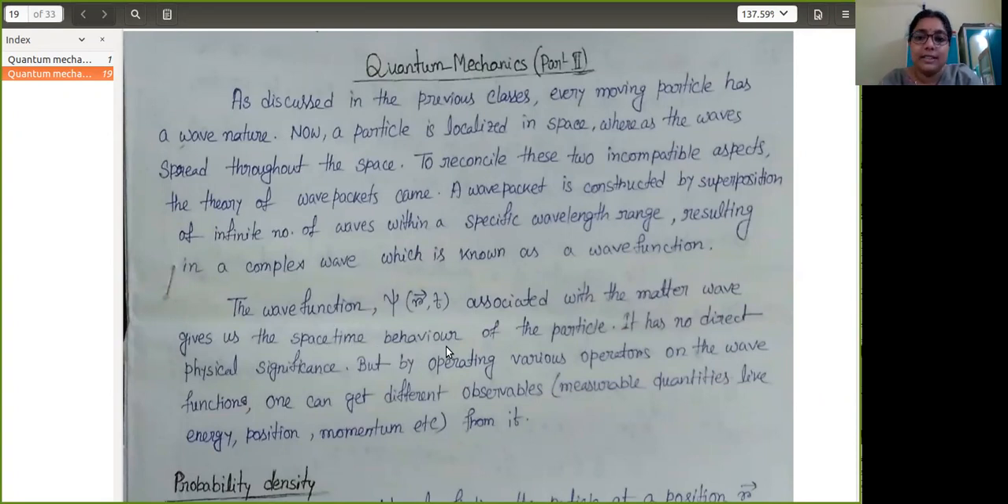It has no direct physical significance, but various operators operate on this wave function psi and give us information about different variables, which are the measurable quantities like velocity, position, energy, momentum, etc. We can get all the values of these observables by operating different operators on the wave function psi. So directly it is nothing, but indirectly it has all the information about the particle.